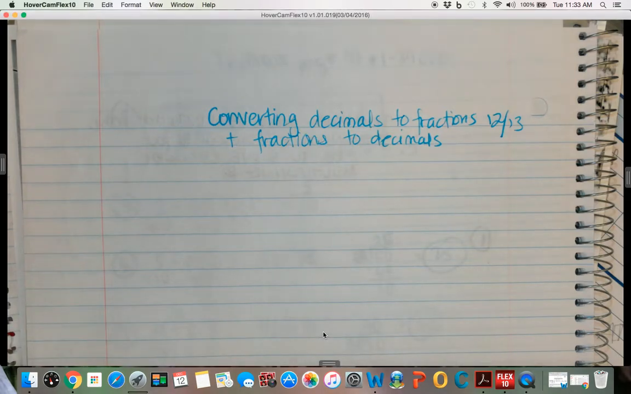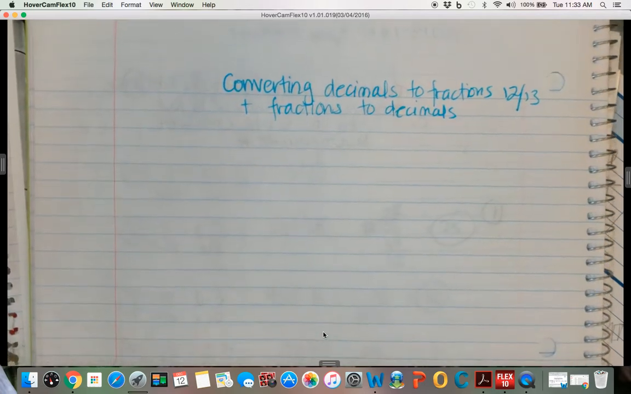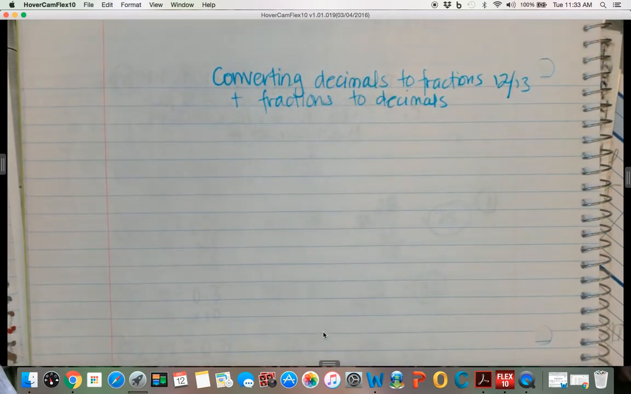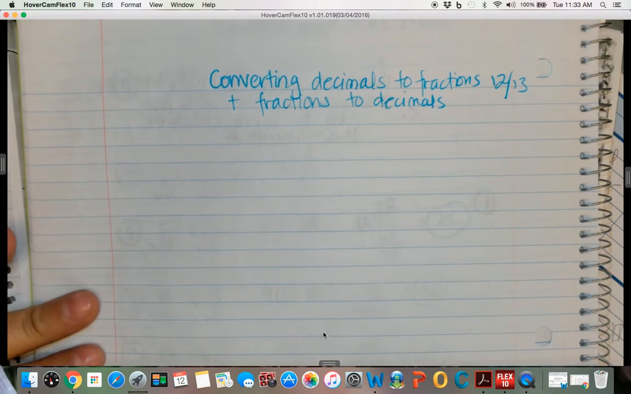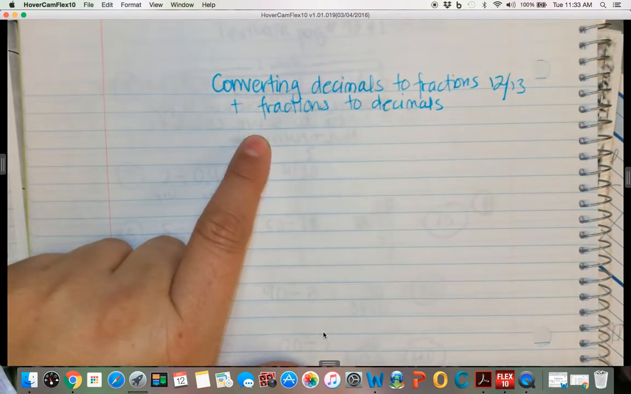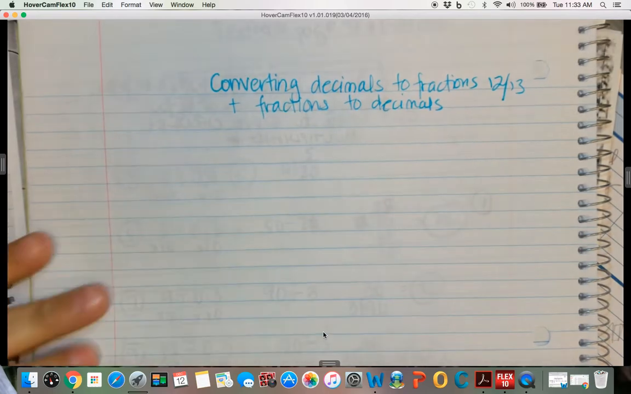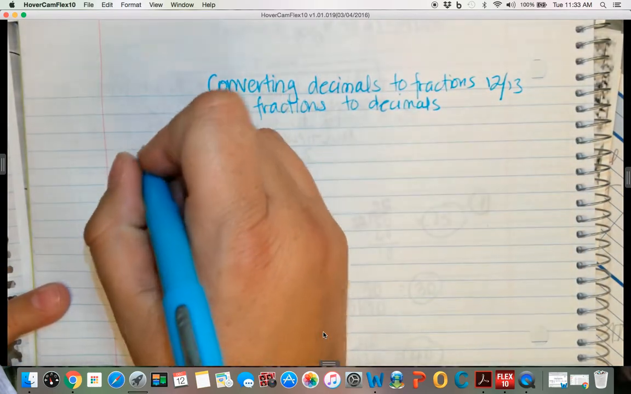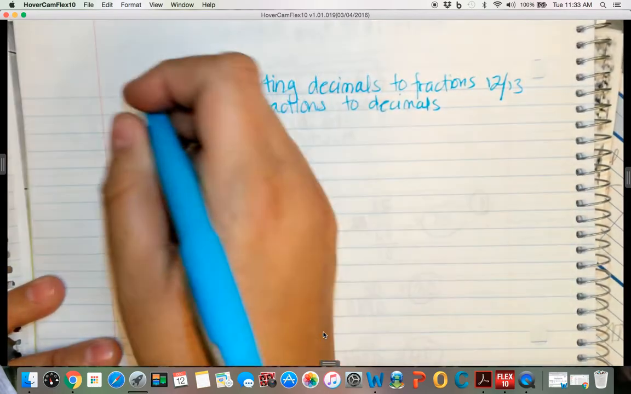Hi guys, I hope to keep these notes fairly simple and quick. This will be a reminder to a lot of you, so I just want to make sure that if you already know how to do this, we have it in our notes just in case you forget, because there are so many concepts that we're talking about. So this is going to be converting decimals to fractions and fractions to decimals. And the first thing we're going to talk about is decimals to fractions.